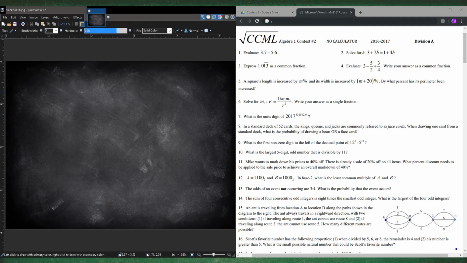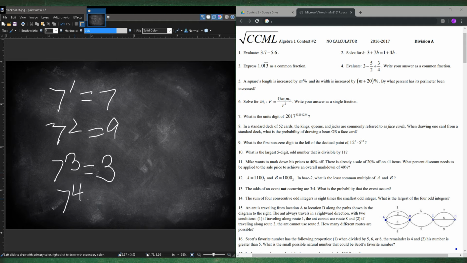If you think about the units digit, let's just say x raised to some kind of exponent, right? Let's use 7 because the units digit here is 7. 7 raised to a power of 1 is 7. 7 raised to a power of 2 is 49, which the units digit is 9. 7 raised to the power of 3 is 343, so it's going to end at 3. And 7 raised to the power of 4, it's just 49 times 49, and 9 times 9 is 81, right? So it's just going to end at 1.